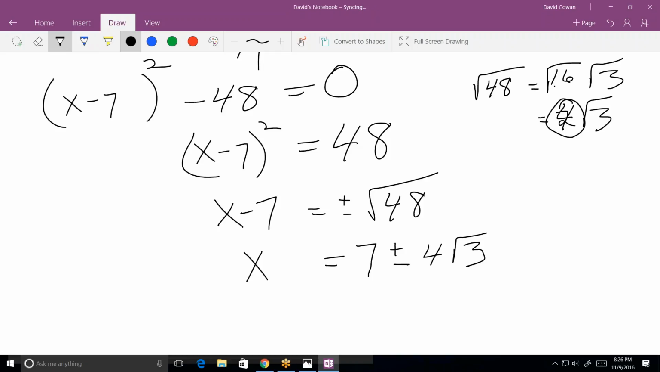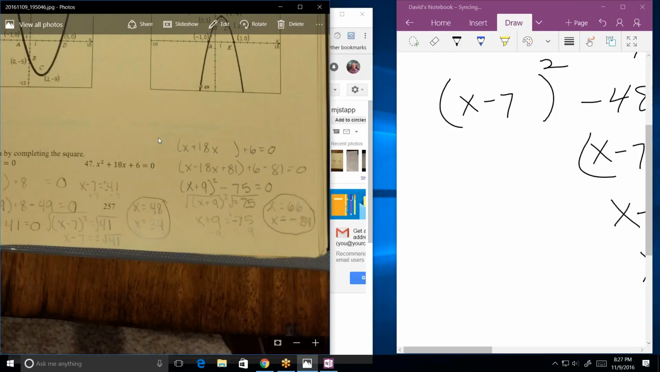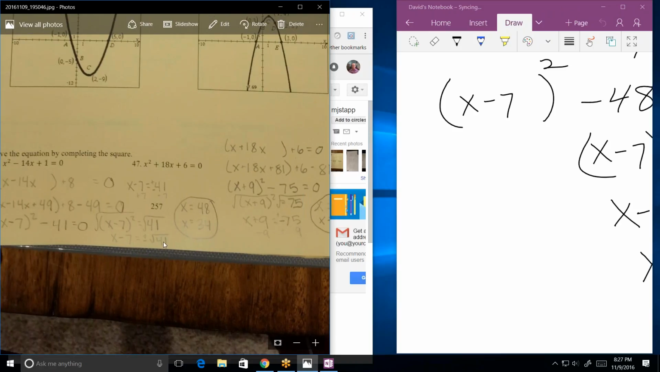So when I give my answer, I'm going to give it with the real number there and the radical number over there. That makes sense. All right. Let's have a look at 47. It looks like the only thing you had going on here that was wrong was you got that 8 in there somehow.